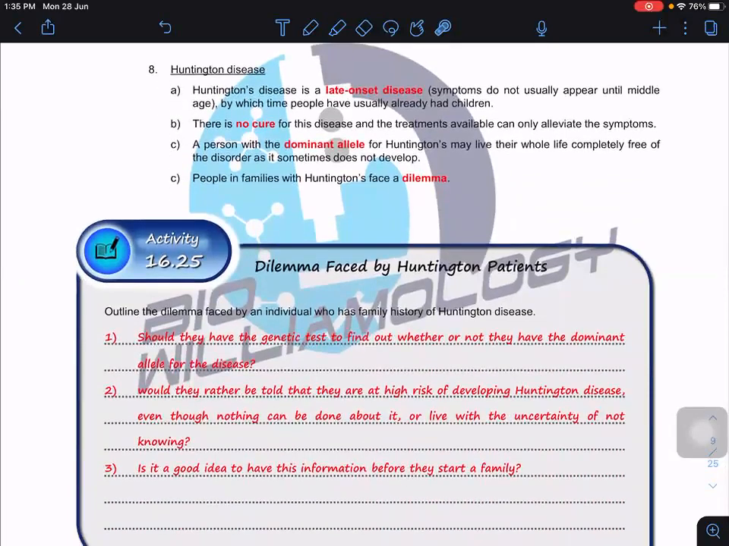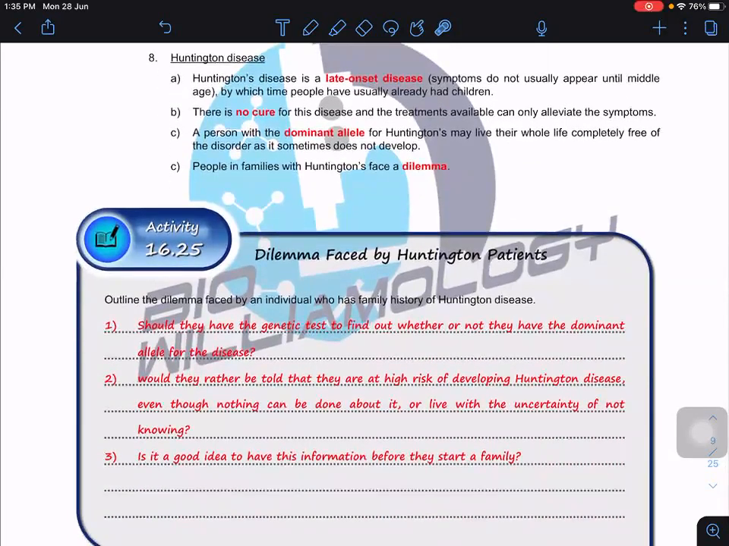Huntington disease. As I said, Huntington disease is autosomal dominant. It won't develop suddenly, it's a progressive process. So a person who gets Huntington disease may be at the age of 30 or 40 by the time they are already married and already have kids. So this dominant allele may be passed on to the offspring, the son and also the daughter. So it's a late onset.